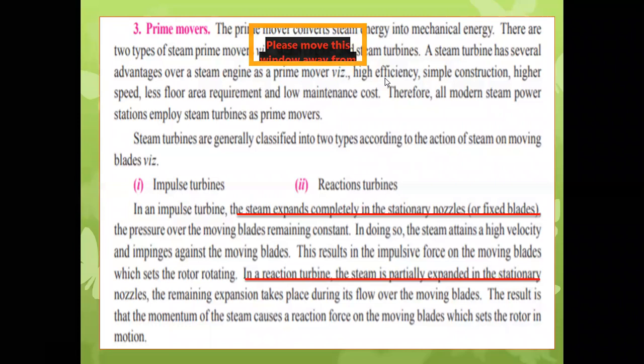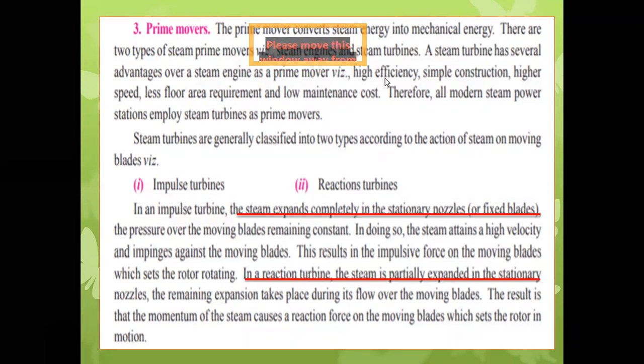In the case of the reaction turbine, the steam is partially expanded in the stationary nozzle, and the remaining expansion takes place during its flow over the moving blades. The result is that the momentum of the steam causes a reaction force on the moving blades, which sets the rotor in motion. As I said earlier, in simple language, remember this point, and we can also explain the reaction turbine and impulse turbine, which I have explained 2 to 3 minutes before.